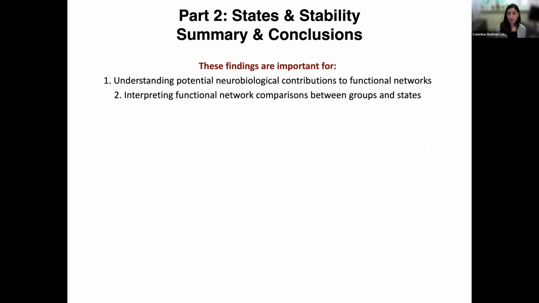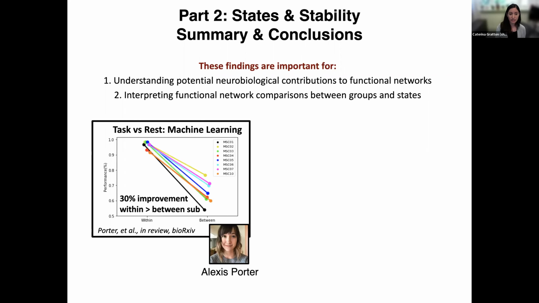My group is very interested in task state effects on functional networks, and in fact, we've been using these sort of techniques to try to improve our ability to measure these task state effects. In a recent project led by graduate student Alexis Porter, she's shown that you can build classifiers that respect or take advantage of these individual specific features and use them to well outperform classifiers that are built to predict task state across different individuals, for example, using more classic leave one subject out classification performance.